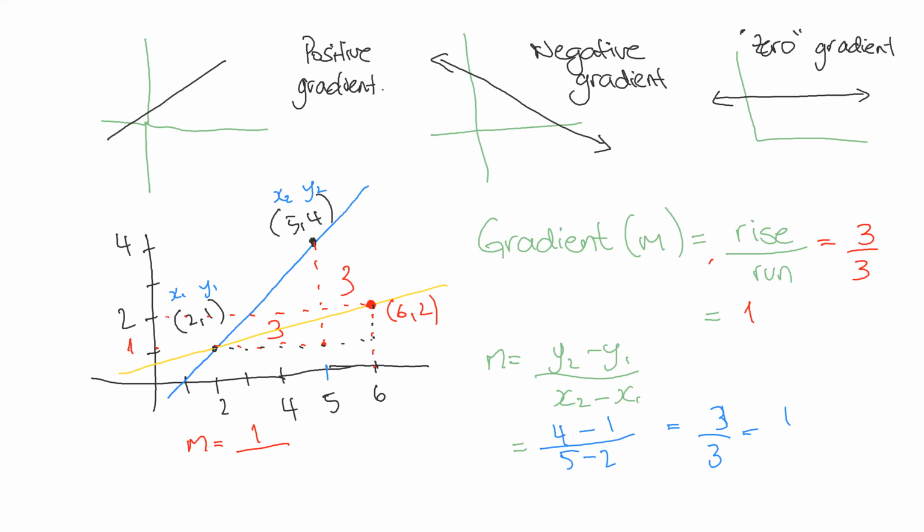So the run is the x-axis, and the rise is the y-axis. Okay. So we're going from 2 to 6. 4. How many units have we moved? We're moving 4. Good. So that's going to be 4. So our gradient is a quarter.